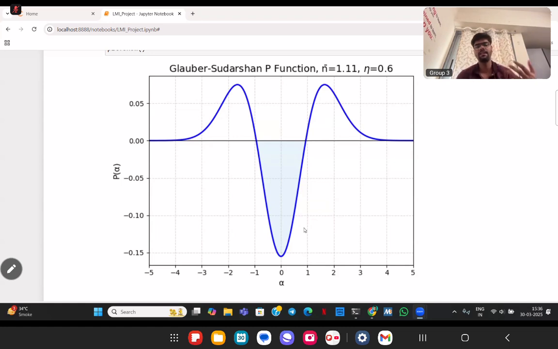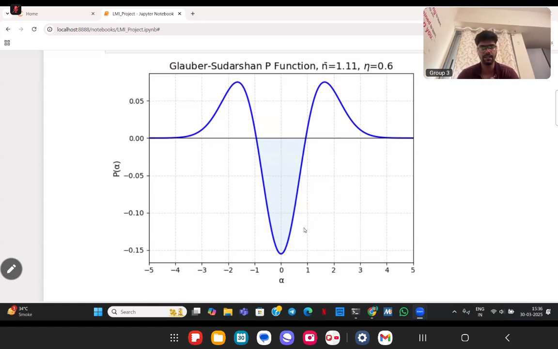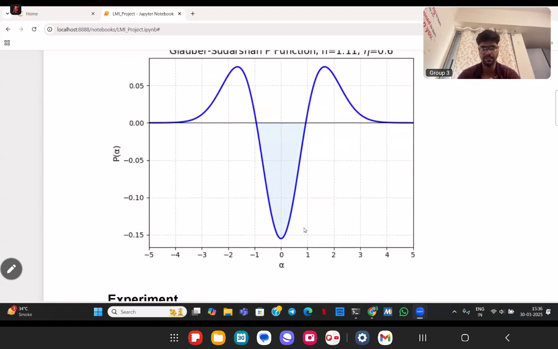Now, what makes SPAT such a powerful tool for experiment? First, its experimental accessibility.